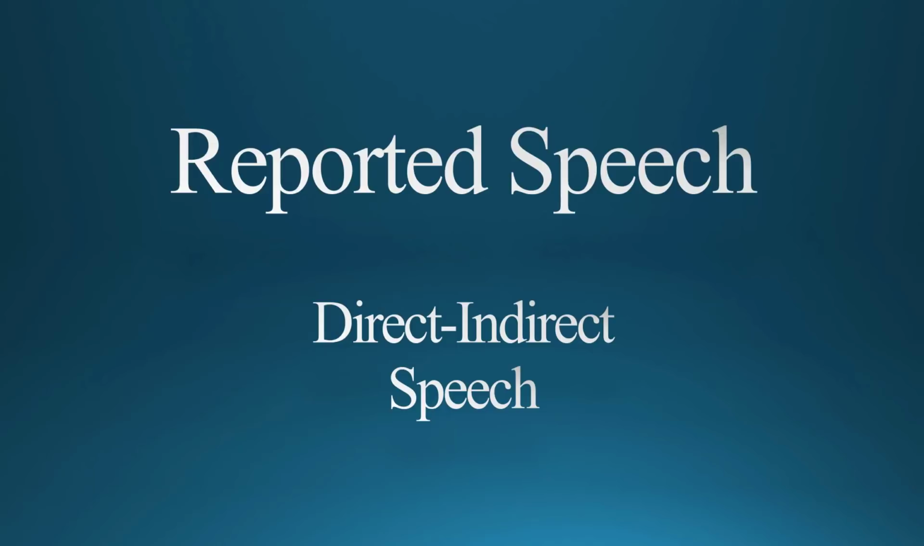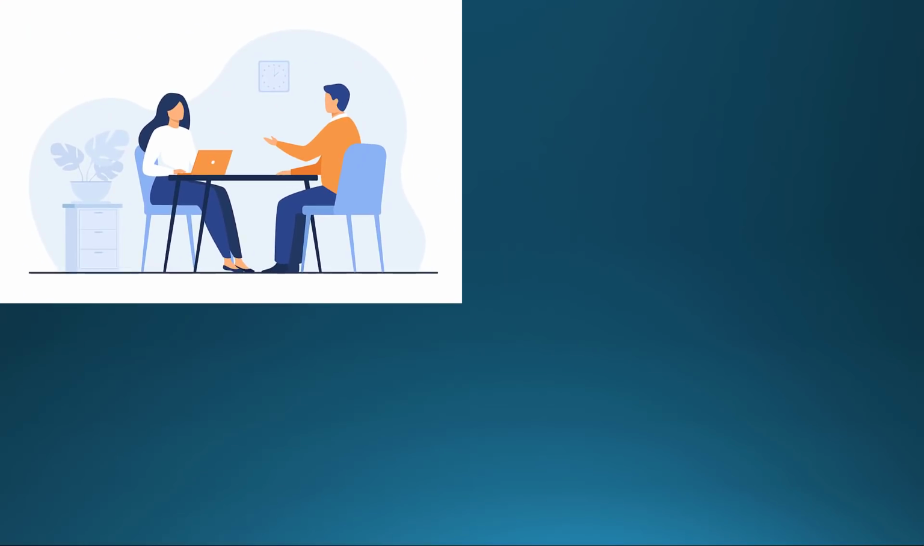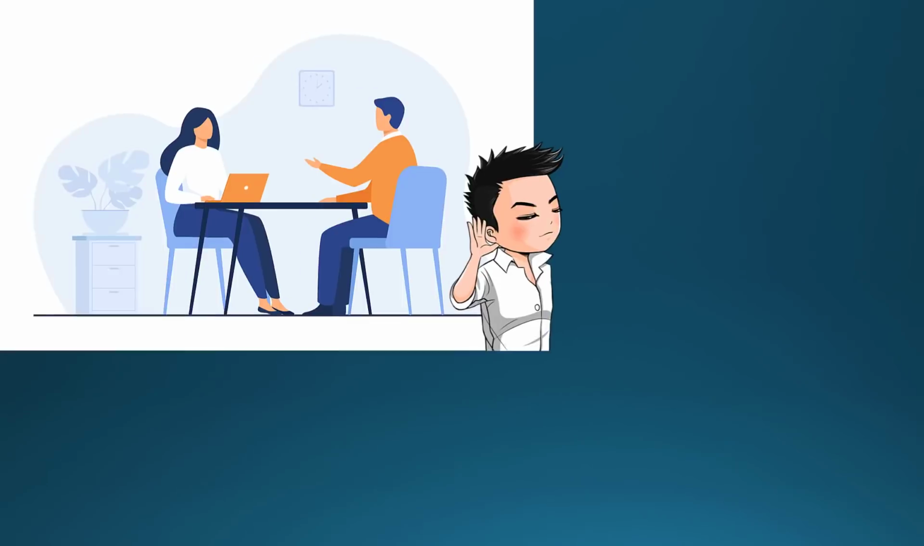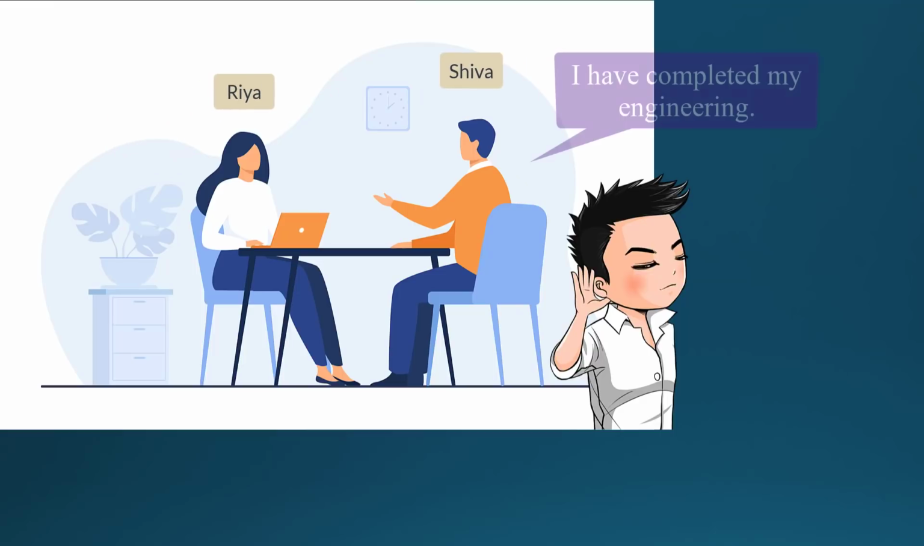Hello friends, today we are going to learn direct-indirect speech. To understand this, we will need an example. Suppose two persons are talking and you are listening to what they are talking about. The first person, that is the girl, is Ria and the second person is Shiva. So, Shiva said to Ria, "I have completed my engineering." This is the sentence which was spoken to the girl by the boy.